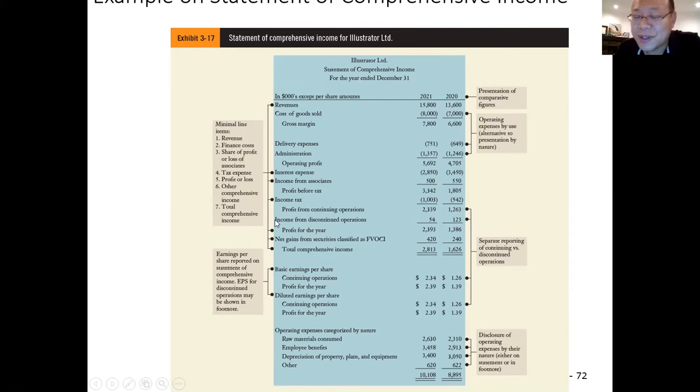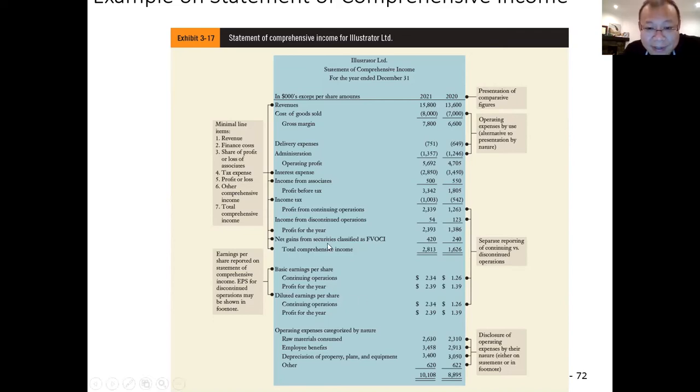And then you represent your income from discontinued operation. Together, these two numbers will be your profit for the year. So you need to have one line to indicate the profit or loss. And then other comprehensive income, so the income from other transactions, not from the typical operating activities.